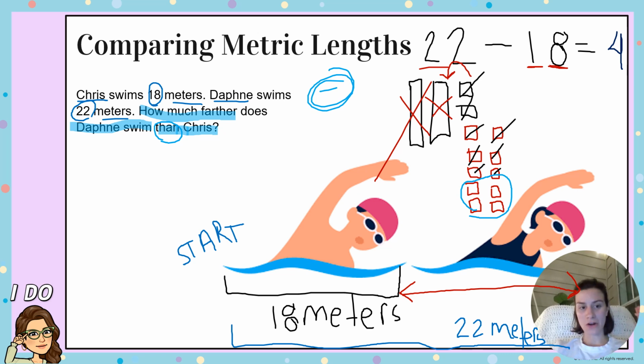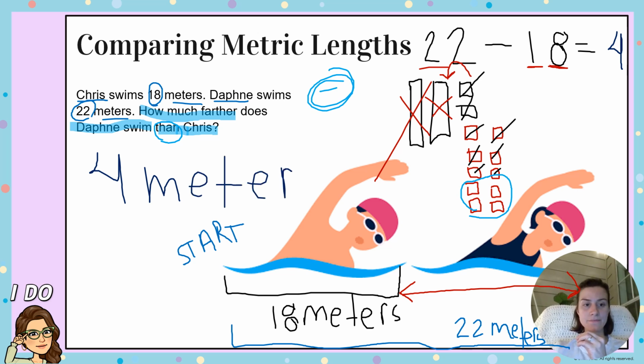How much farther does Daphne swim than Chris? What are we working with? Meters. 4 meters. And if I were to answer this in a complete sentence, what would I say? How much farther does Daphne swim than Chris? Daphne swims 4 meters farther than Chris. And that's how you would say it.